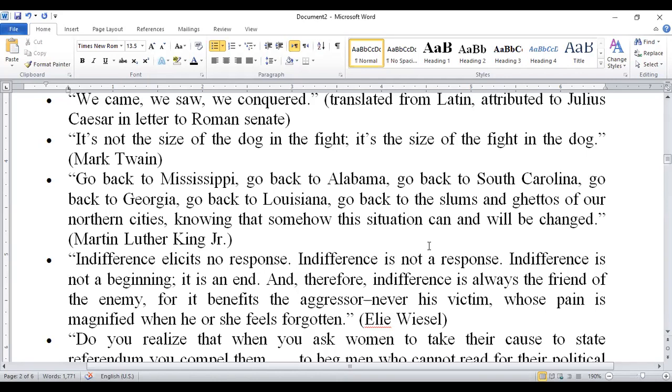Indifference elicits no response. Indifference is not a response. Indifference is not a beginning. It is an end. And therefore, indifference is always the friend of the enemy.